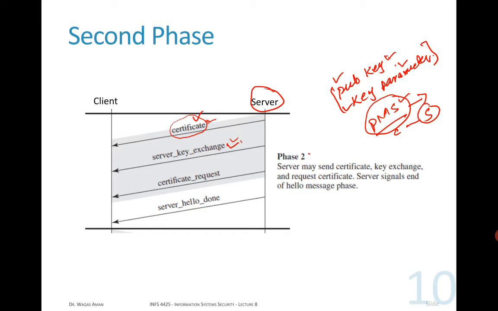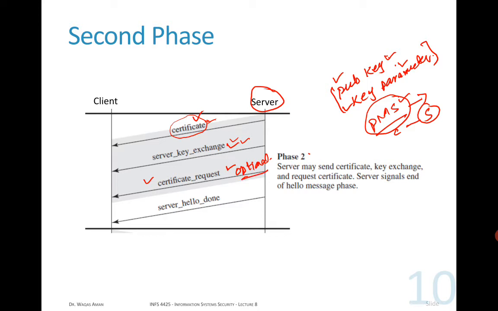So this server key exchange contains the information that will be used by the client to protect or encrypt the PMS that it will be creating. Then this message is optional, for mutual authentication. If the server requires the authentication of the client as well, then it will say, send me your certificate as well. So the certificate request means to the client, send me your certificate so that I can also authenticate you. But this is usually optional.